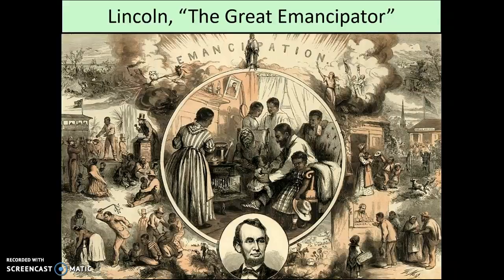But one impact that the Emancipation Proclamation has that's really not intended, and this is one that's not in the notes, so pay attention.